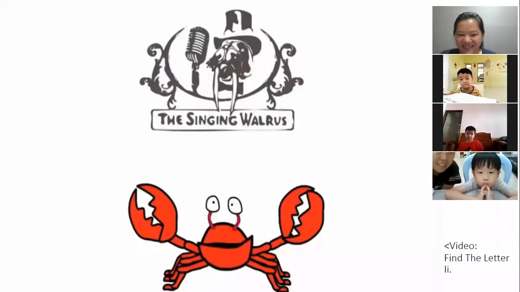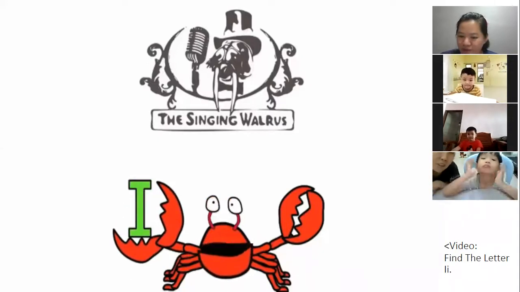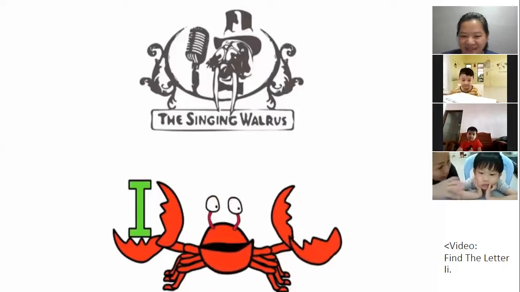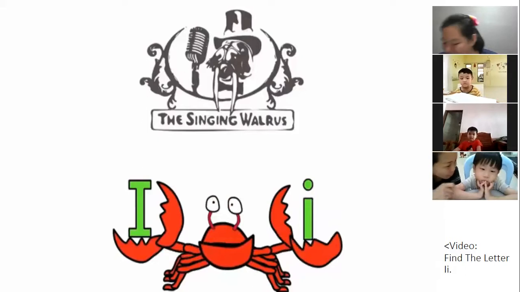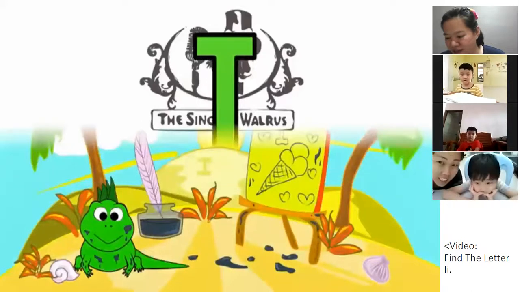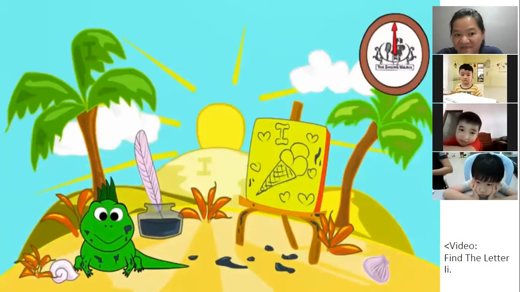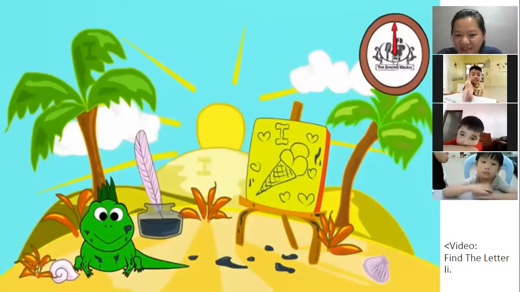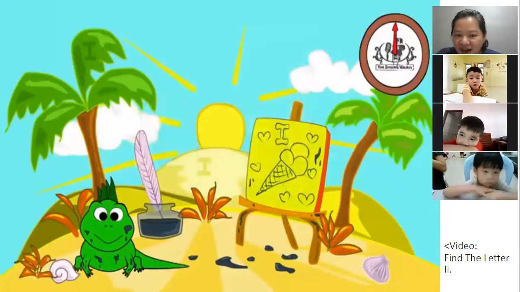Hi kids. Today we're going to find the letter I. Do you remember what the letter I looks like? Here's the capital I. That's the big I. And here's the lowercase i. That's the small i. First, we'll find the capital I. There are three capital I's in this picture. You have 20 seconds to find them. Are you ready? Go! Where is the I?